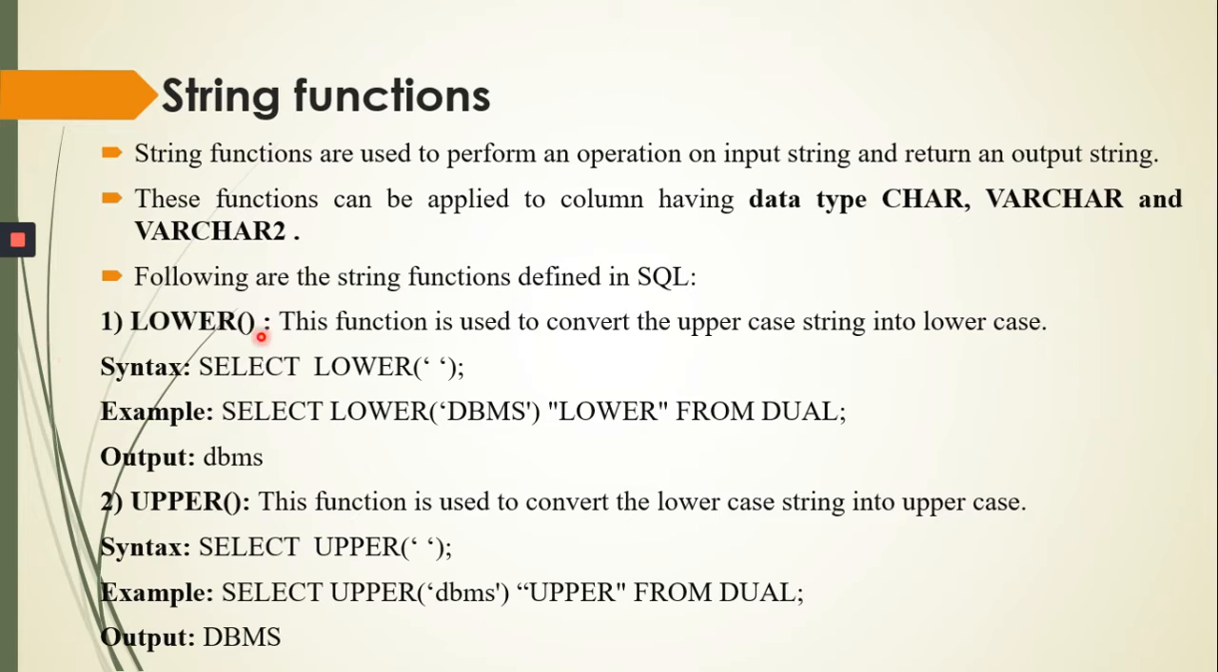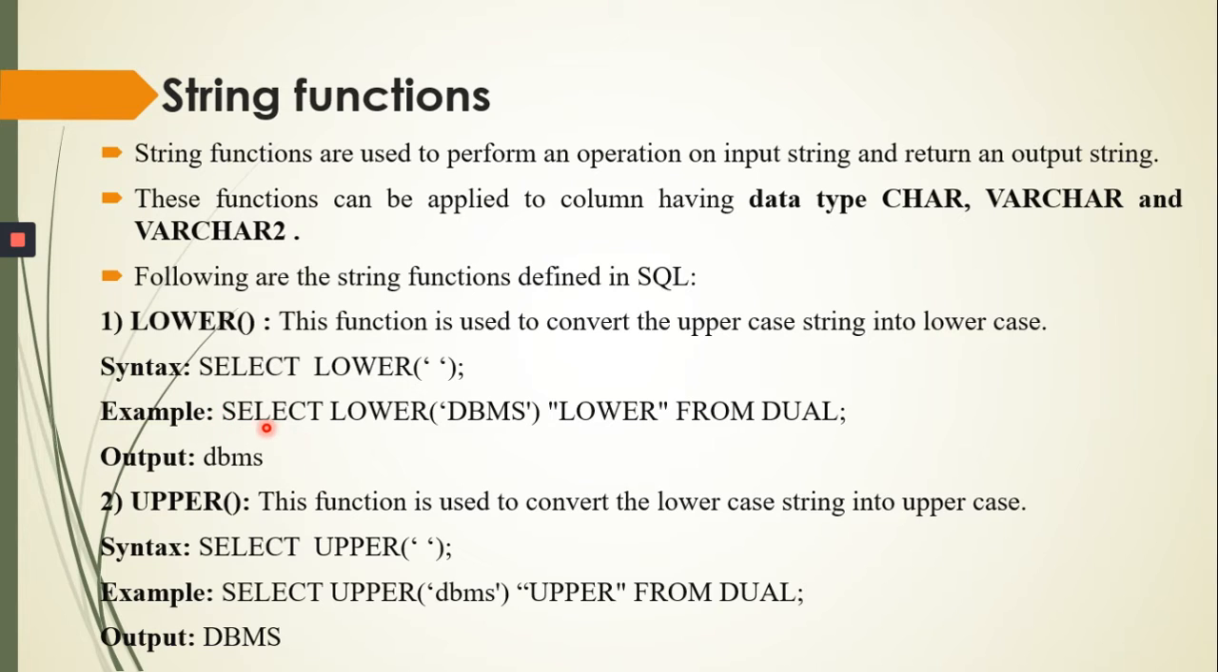So first is the lower function. As the name suggests, this function is used to convert the uppercase string into the lowercase string. So our input is in uppercase, and using the lower function, it will convert the uppercase string into the lowercase string. Our syntax is we have to use the select statement over here. So select, after that our function is lower in brackets. In single quotes we have to give the input string, and our input string will be in uppercase or in capital letters. So this function will convert our input string, which is in uppercase, into lowercase letters. So see the example.